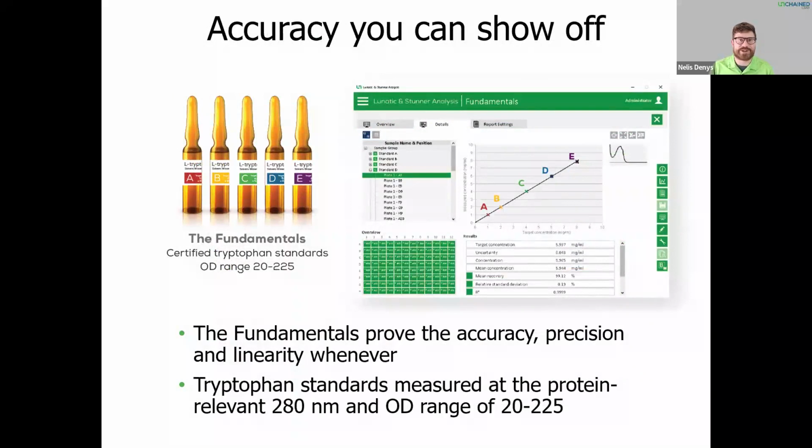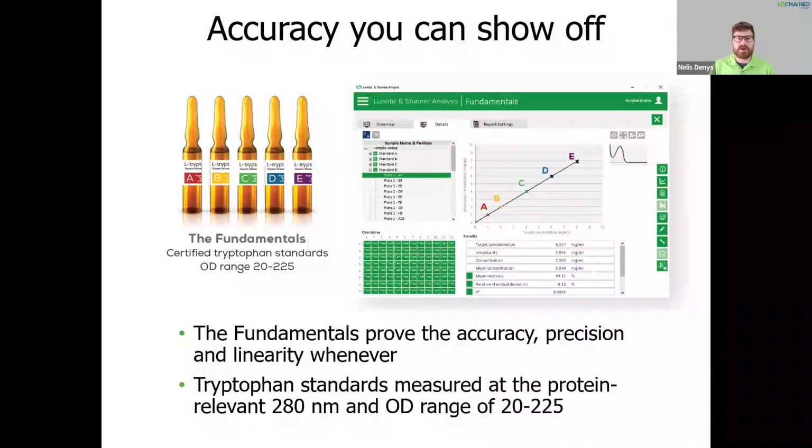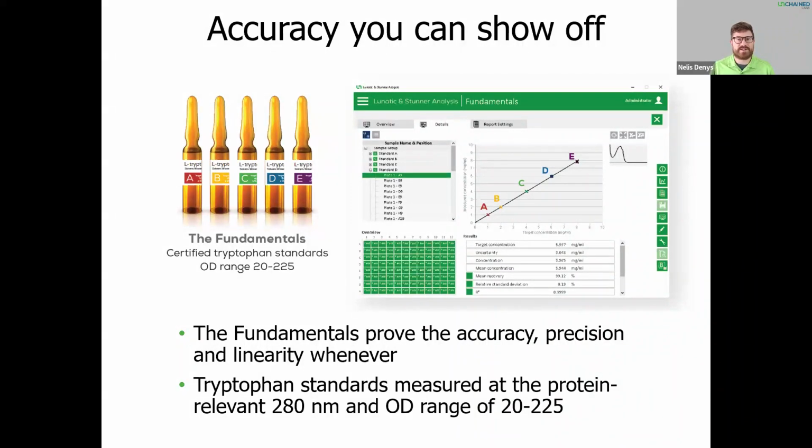And of course, you want to check performance at some point. This fundamentals kit makes it easy to prove accuracy, precision, and linearity in the wavelengths most relevant for proteins, with 5 concentrations of aqueous L-tryptophan. These are all third-party certified. So since tryptophan residues cause most of protein's absorbance at 280, the fundamentals kit is an appropriate model for most protein applications. Each vial will come with a target concentration and an uncertainty, and so you can just put these numbers in the application before you run it, and Stunner will take care of all the calculations beyond that.